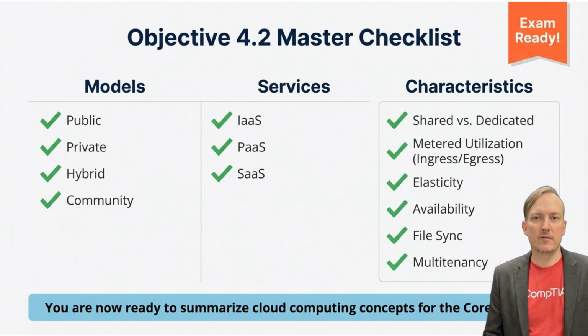We've reached the end of our Objective 4.2 master checklist. We have covered the deployment models, service models, and core characteristics like metered utilization, elasticity, and availability. You are now ready to summarize cloud computing concepts for the Core 1 exam.